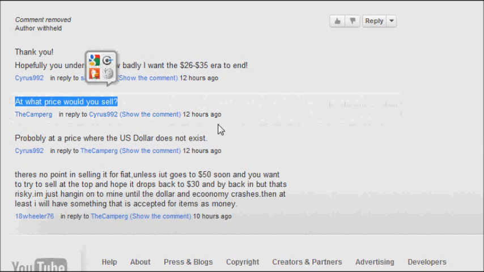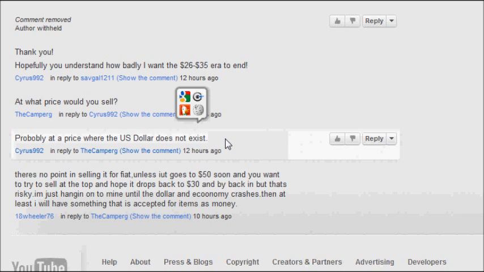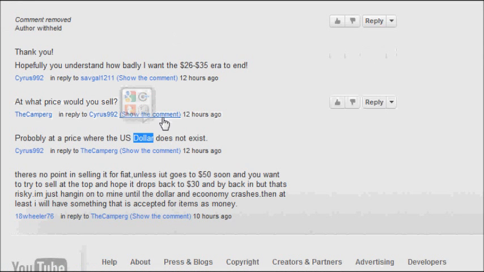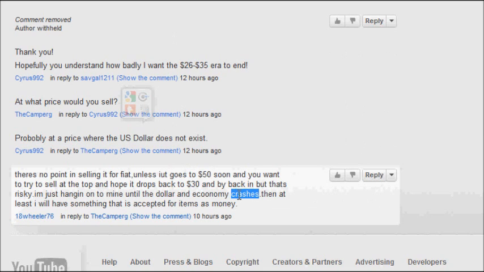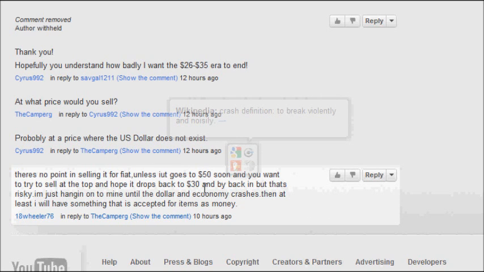At what price would you sell? And this is pretty much the answer right here. Probably at a price where the US dollar does not exist. Now, this is what I like about the internet right now, that you can double click on a word and then you get the definition of it. Okay, well, give me the definition. It's not working. Okay, a lot of times if you double click on words, you'll get, there you go, crash definition: to break violently and noisily. I actually like that part of the internet, but I'm going off subject here.